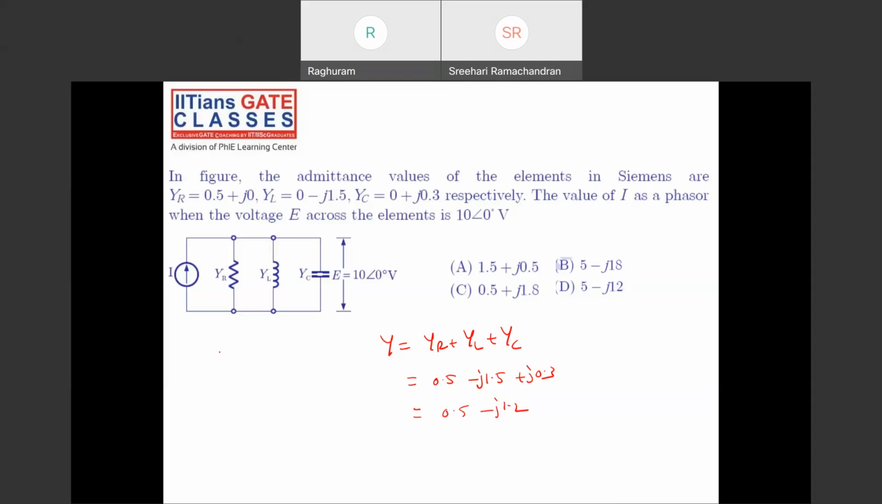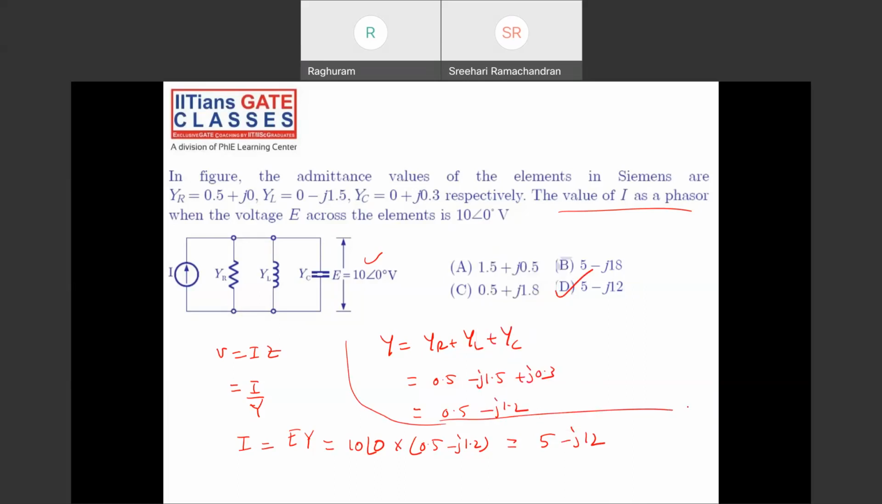E is given, you know Y. See, V is equal to I into Z, or V is equal to I by Y. I need the value of I as a phasor when the voltage across is 10. I is nothing but E into Y. E is given as 10 at an angle 0 multiplied by 0.5 minus j1.2, so 10 into 0.5 minus j12. Direct questions. You can see and answer these.